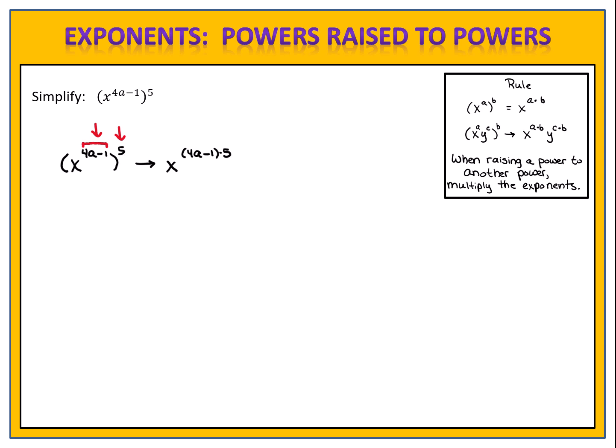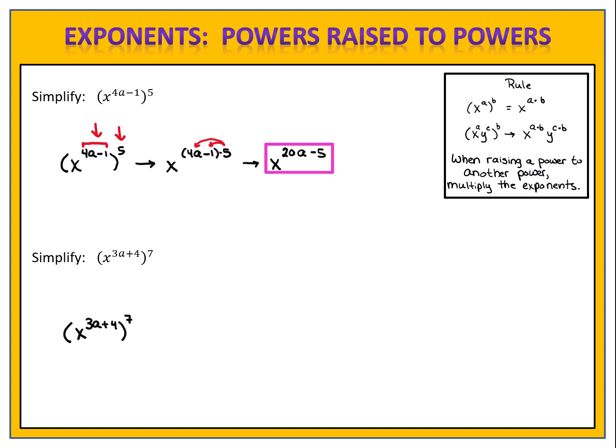When multiplying the 4a minus 1 and the 5, remember you have to distribute. So we'll have x to the 20a minus 5. And that's the final answer. Here's one for you to try. Can you simplify this expression? Please pause the video here and come back when you're ready to check your answer.